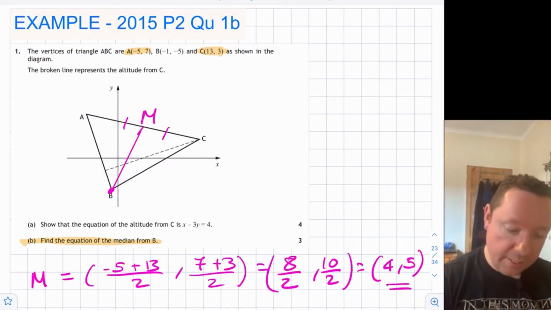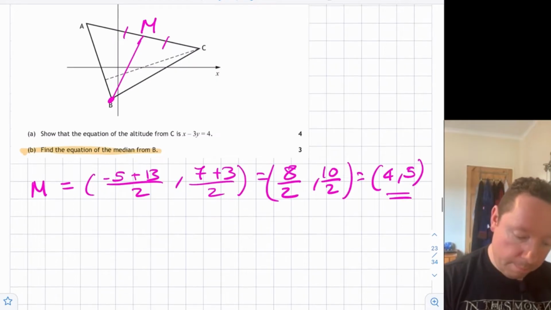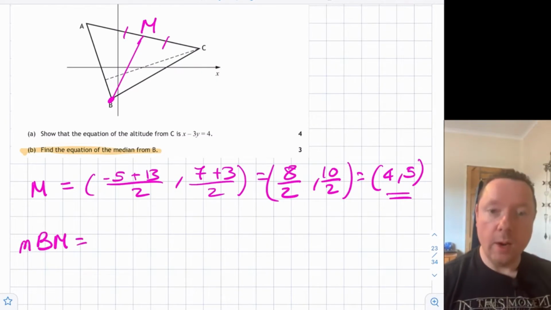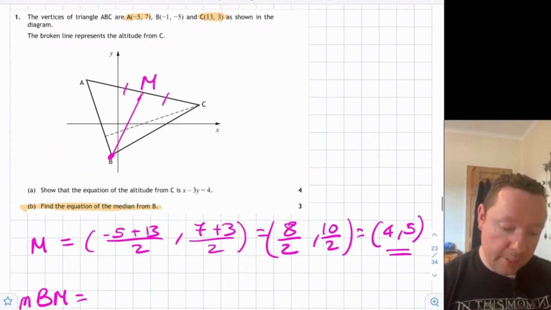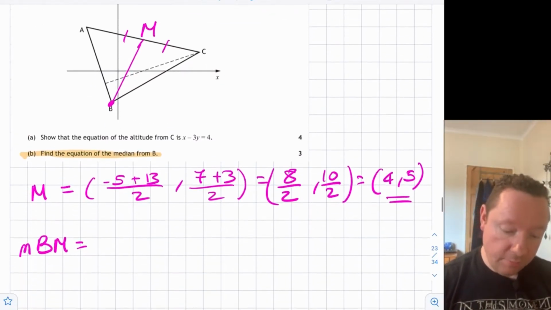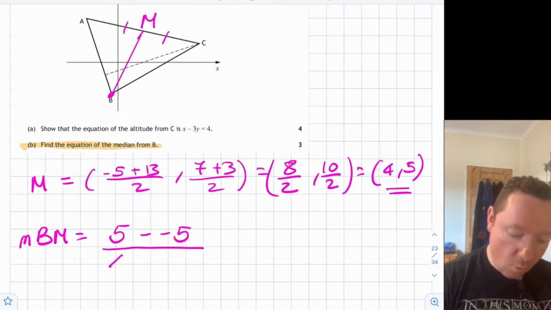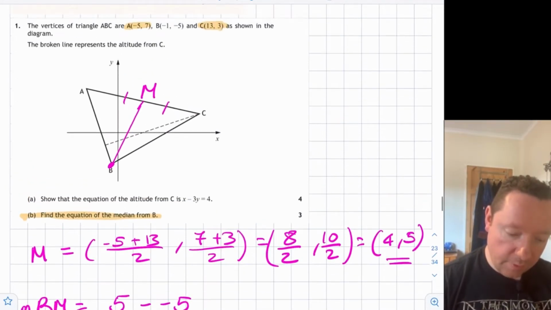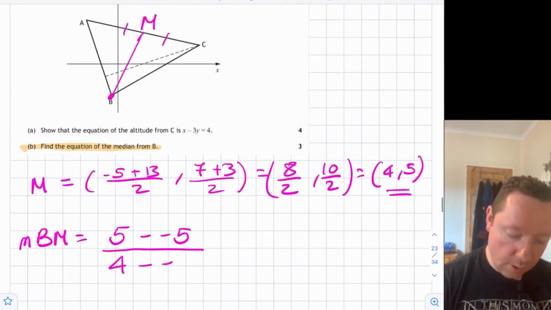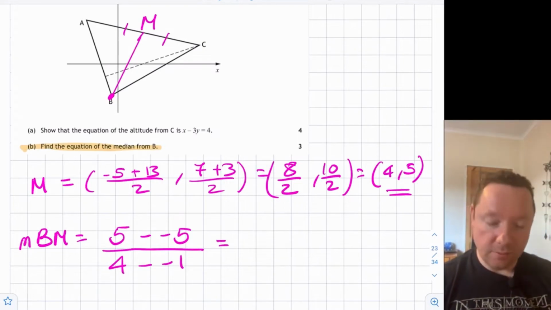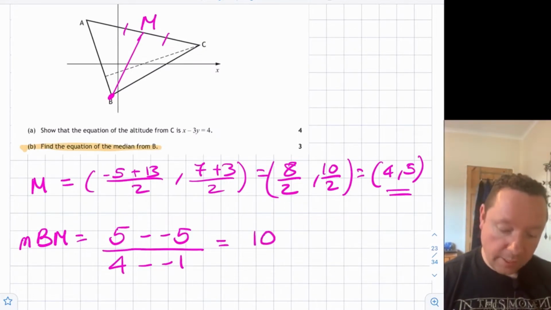So it's the gradient between B and M. So the gradient between B and M equals, well, we need y2 minus y1. So B is -1, so 5 minus -5, over 4 minus, being very careful, it's -1. So -1. 5 minus negative 5 is 10. 4 minus negative 1 is 5. So our gradient is a nice round number of 2.